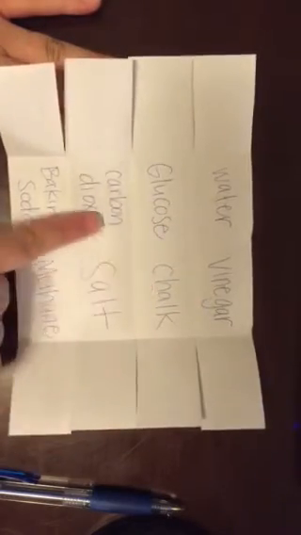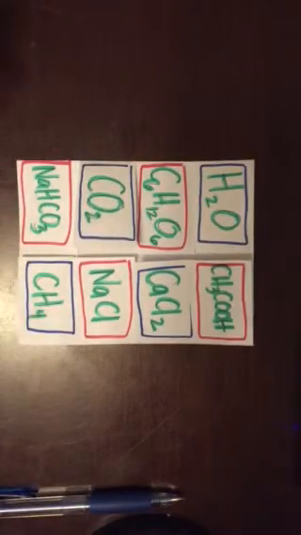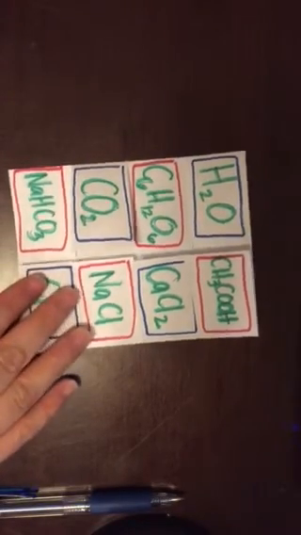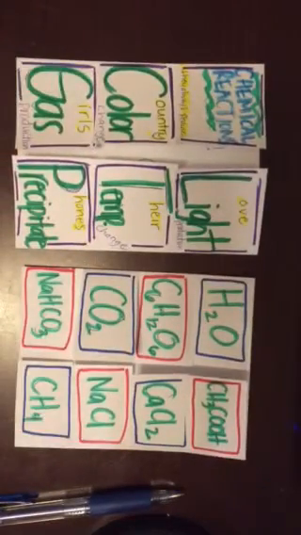So once you have all your common names written on the inside, water, vinegar, glucose, chalk, carbon dioxide, salt, baking soda, and methane, and you have all your formulas written on the outside, then you are done. You're going to take some time to color that one too. Here was my finished one. Just kind of highlight some of it a little. So when you're all done, you should have two pretty ones that look like this.